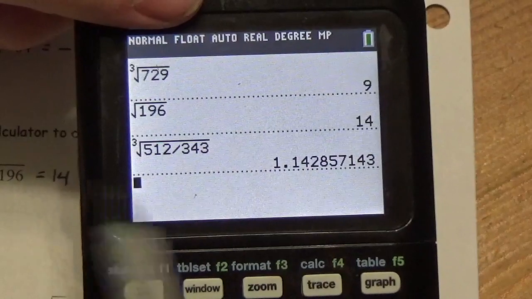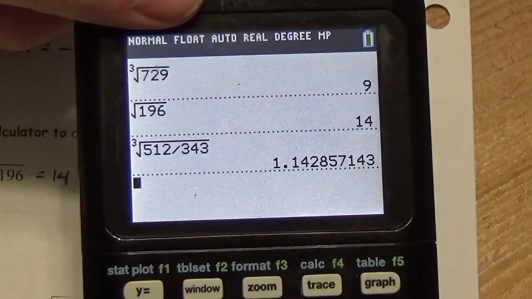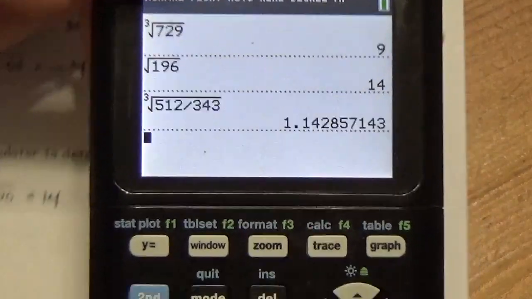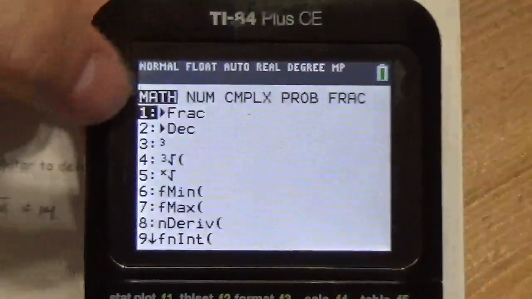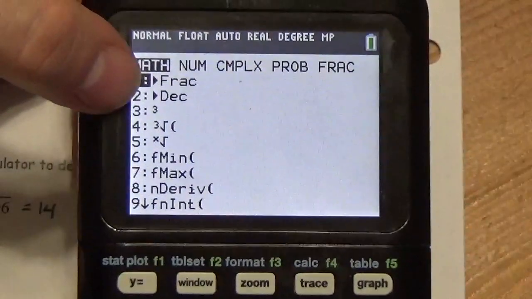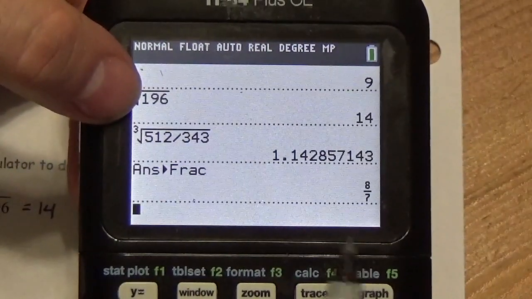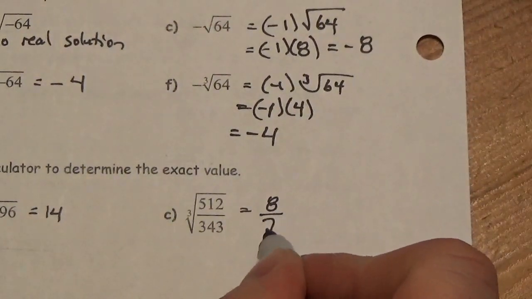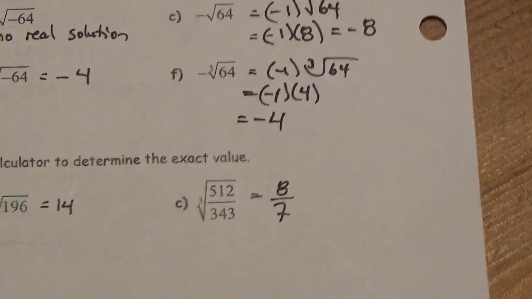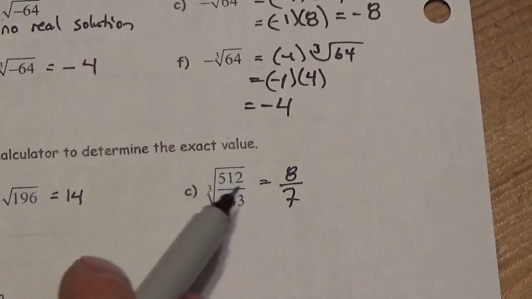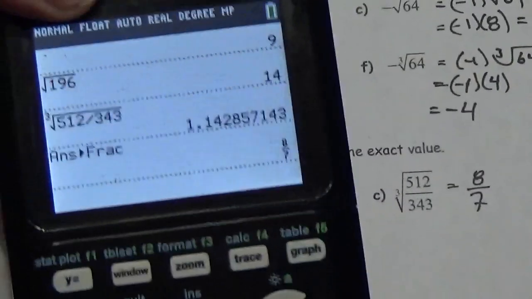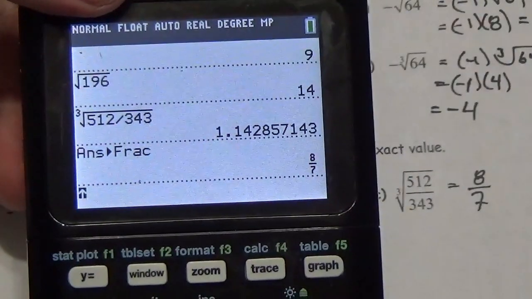But based on the way this question is worded, I'm assuming that is an exact answer, so I'm going to use my calculator to convert that to a fraction. I'm going to press the math button, and on this calculator, the very first option is to convert to a fraction. That gets me 8/7. So that right there is equal to 8/7. Another thing that I could have done here is I could have taken the cube root of 512 and the cube root of 343 separately.